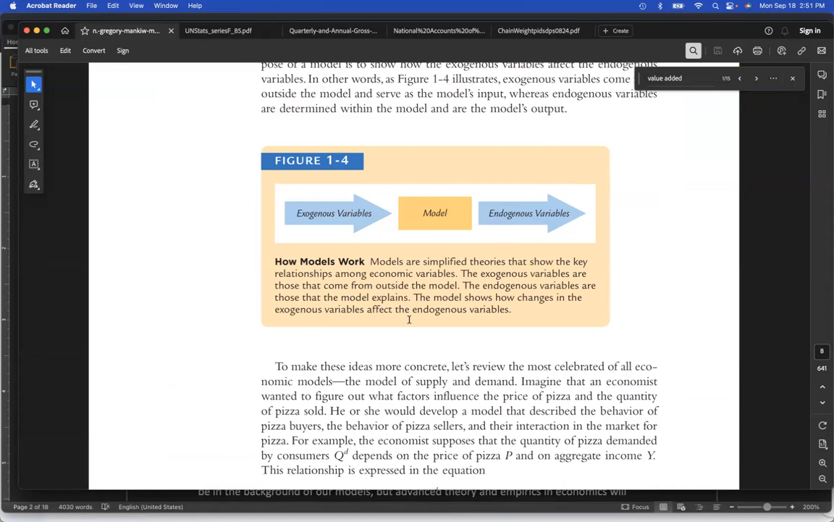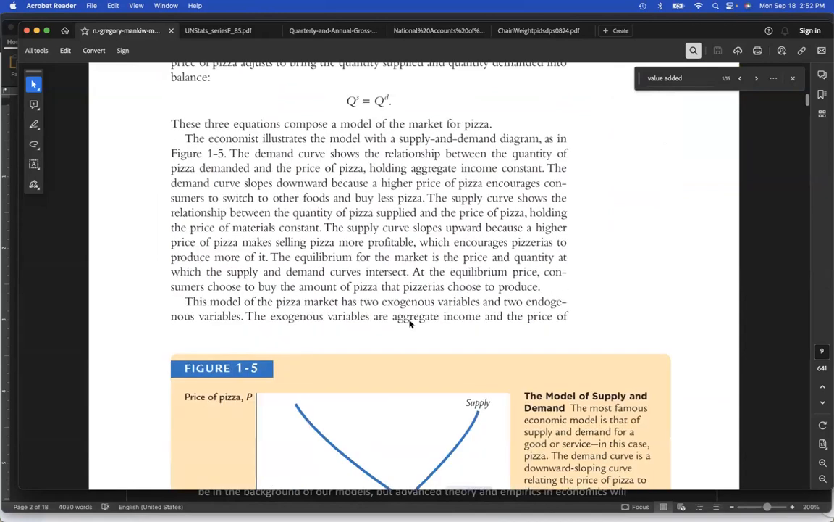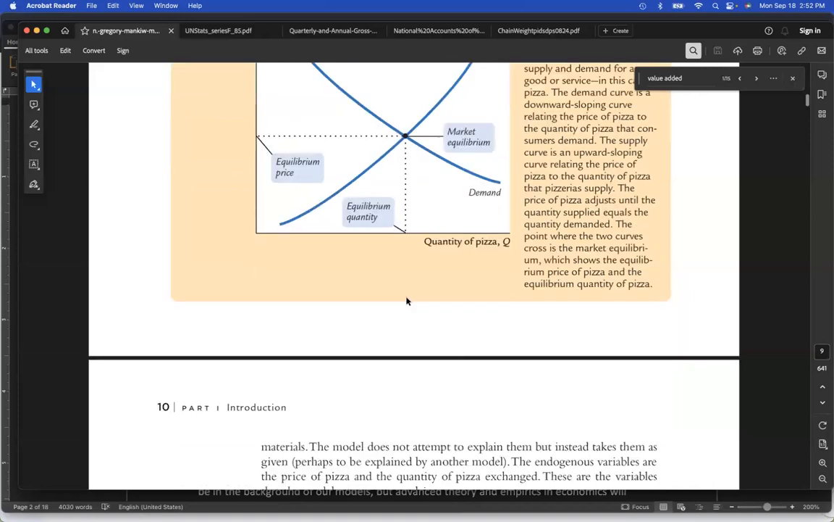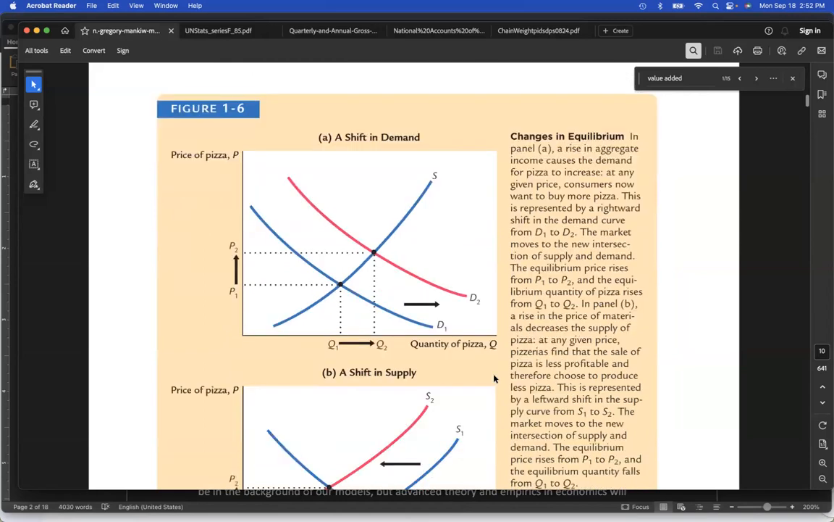In this particular example of supply and demand, the endogenous variables are price and quantity. In this example, for the market for pizza, you've got exogenous variables, which in demand would be income of consumers. And in the supply curve, it would be the price of inputs. Okay. And if these exogenous variables change, they will change the value of the endogenous variables within this particular market.